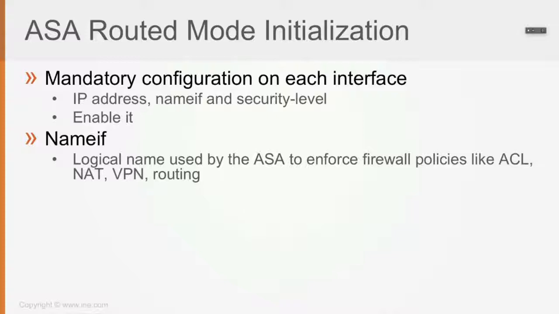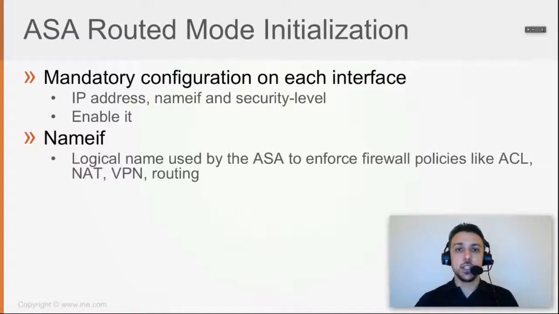new terms. The nameif is, as it states, the name of the interface. So it's a logical name of each interface, which is going to be used by the ASA to enforce all policies like ACLs, NAT, VPN, routing, pretty much everything. As you're going to see on the ASA, when you have to configure routing or access list filtering or NAT or whatever, you're not going to reference the physical interface of the ASA, but a logical nameif of the ASA. Because between those logical nameifs, security policies are being built.